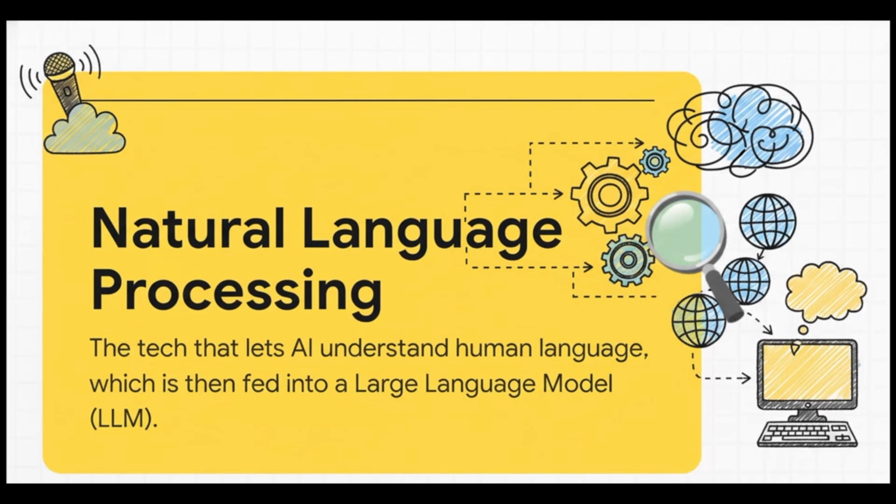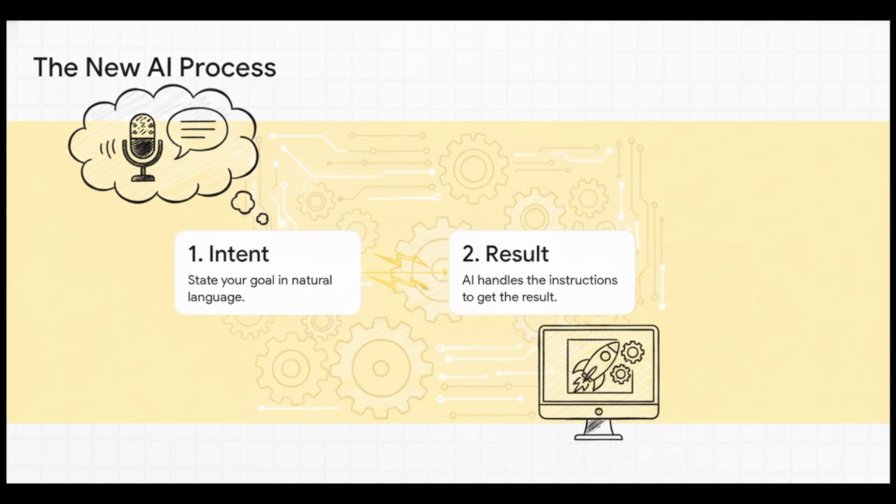And the magic behind all this? It's a technology called natural language processing, or NLP. This is the science that powers those large language models, LLMs. It's what allows them to actually understand, process, and even generate human language, whether you're speaking English or Spanish or Mandarin or anything else.